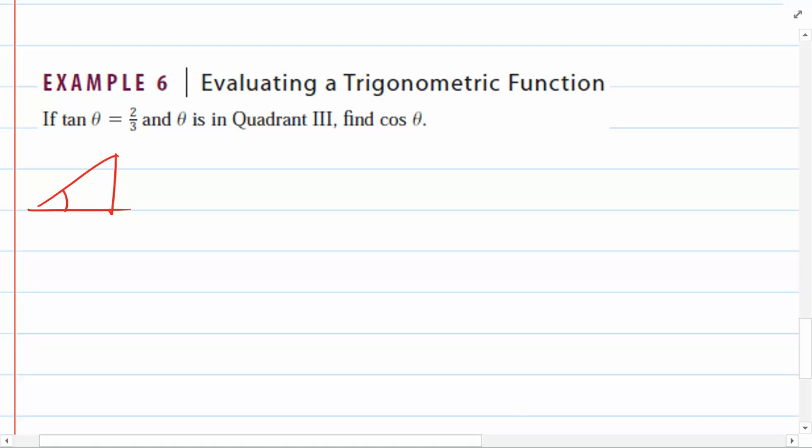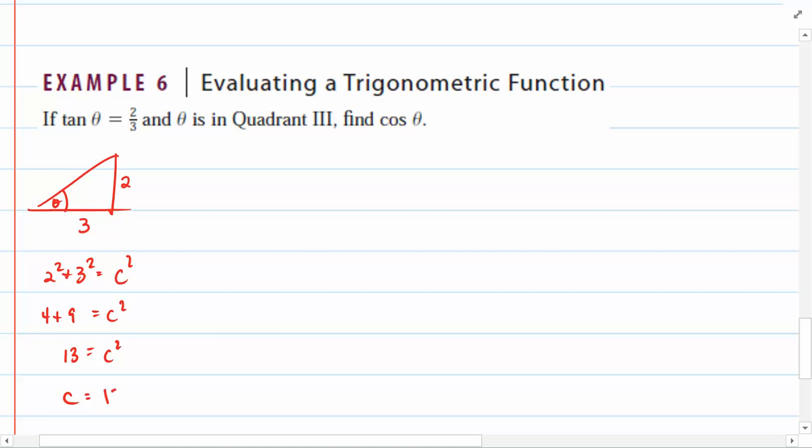So let's say that this is my angle measure. Tangent of theta has to be equal to the opposite divided by the adjacent. So opposite side divided by the adjacent side. We can go ahead and find the missing side length here. 2 squared plus 3 squared has to equal our missing side length squared. So this is 4 plus 9 equals c squared. That's 13 equals c squared.